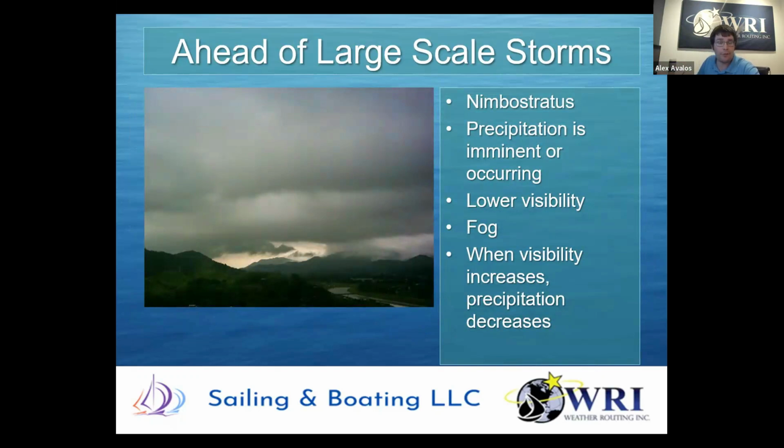That can result from fog, but it can also result from low cloud cover that's not quite at the surface. Certainly fog is basically a cloud deck right at the surface of the earth. But whenever the visibility increases, that's associated with a decrease in precipitation. And when you have that decrease in precipitation, that means the weather is going to improve.